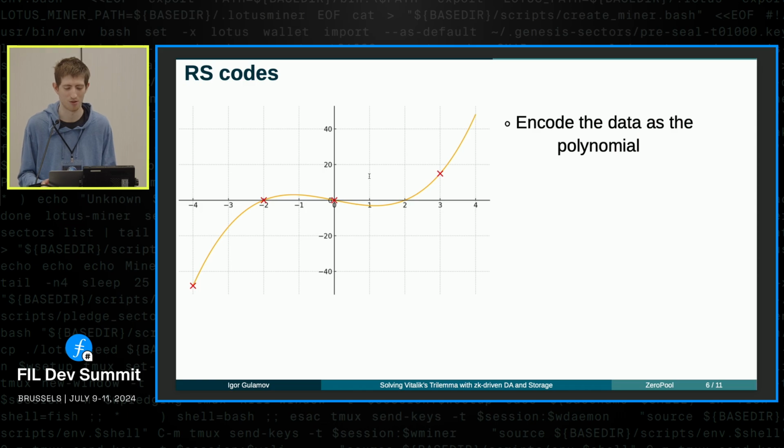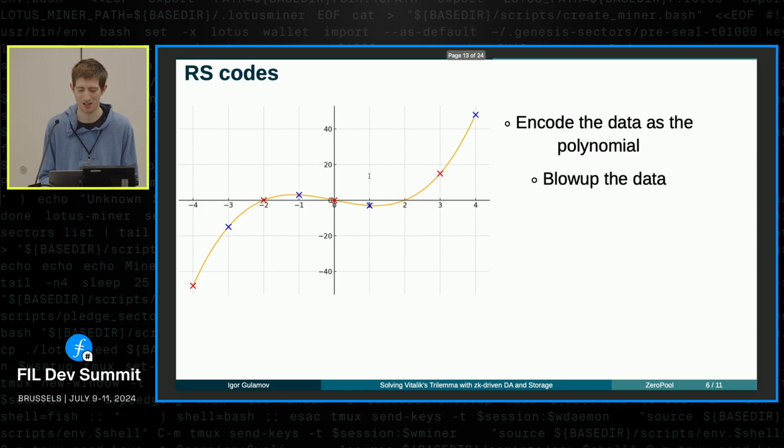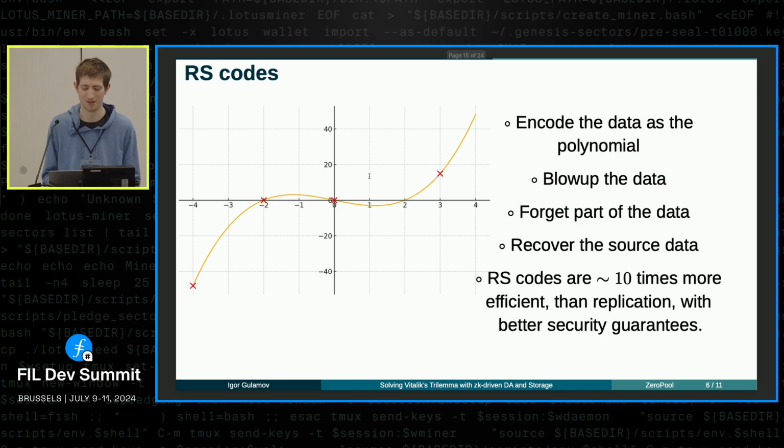talk a little bit about Reed-Solomon codes. For example, we have 4 numbers. We can represent these 4 numbers as a polynomial of degree 3. Then we can blow up the data and compute another 4 numbers. Then, if we forget half of these numbers, we can still reconstruct the polynomial, because 4 points are enough to reconstruct a polynomial of degree 3. And next, we can recover the source data.